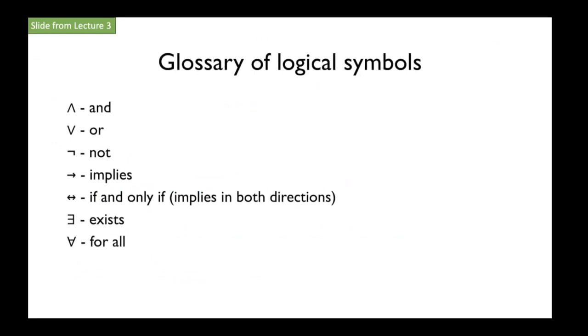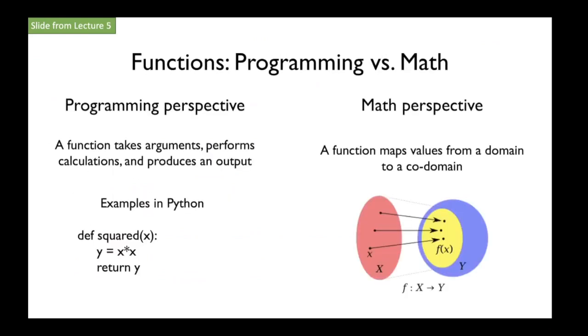And by now we've had several lectures where we've been talking about these logical symbols: and, or, not, implies, if and only if, exists, and for all. We'll be touching on some of these again.